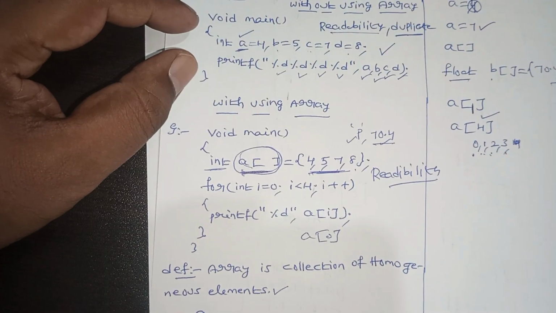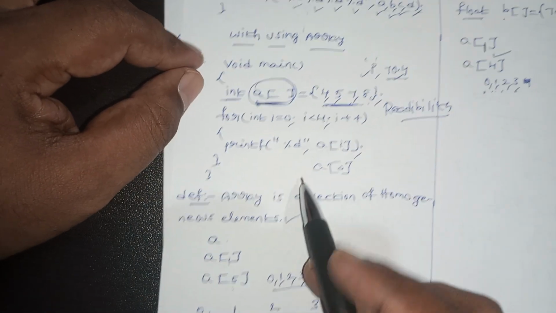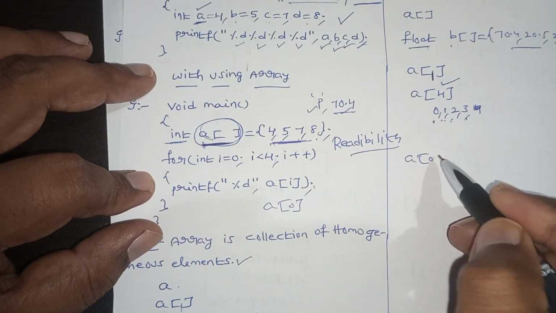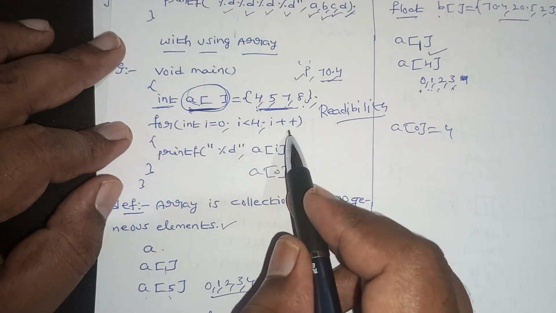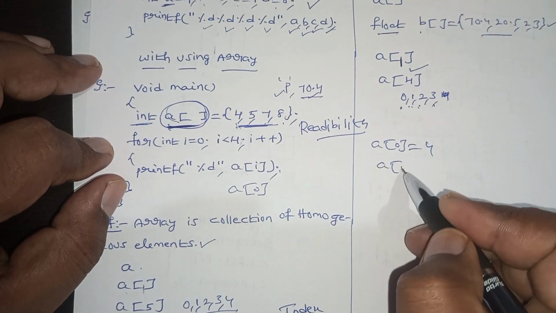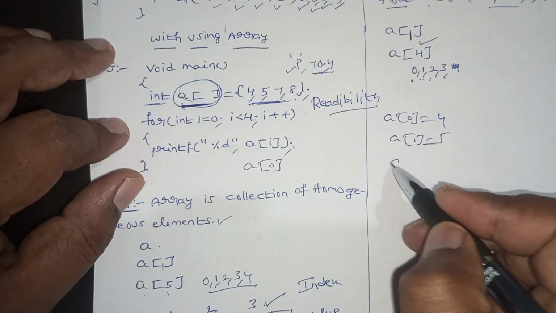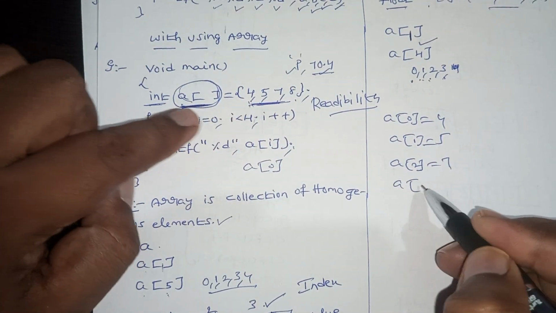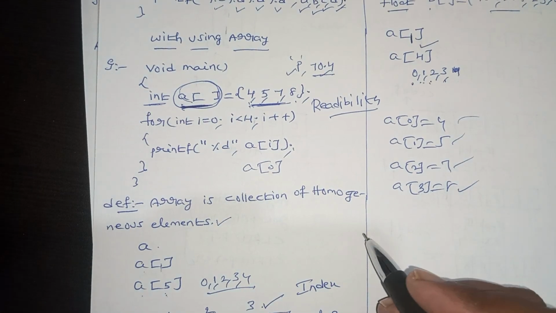What is the problem without using arrays? A readability problem, and there is a chance of duplicate variables. We overcome these using arrays. Now see here, what is the for loop here? For example, a of 0 is 4. Increment i. What is a of 1? A of 1 equal to 5. What is a of 2? It is 7. A of 3 is 8. In this we have to print the values onto the screen.